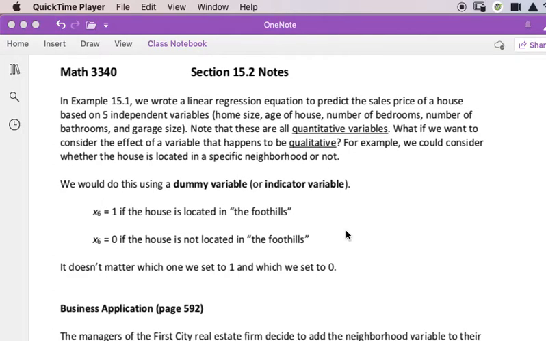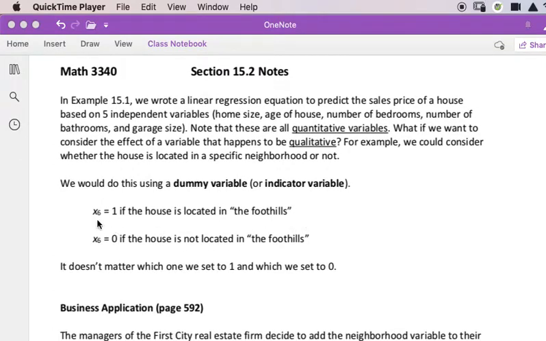So in this case, I'm going to set my dummy variable to be x6 because I have my 5 other variables that I've already used. That variable is going to equal 1 if the house is located in the neighborhood, the foothills. It's going to equal 0 if the house is not located in the foothills. It doesn't matter which one is 1 and which one is 0. I could set 0 to be located in the neighborhood and 1 to be not located in the neighborhood. I just have to remember which is which.